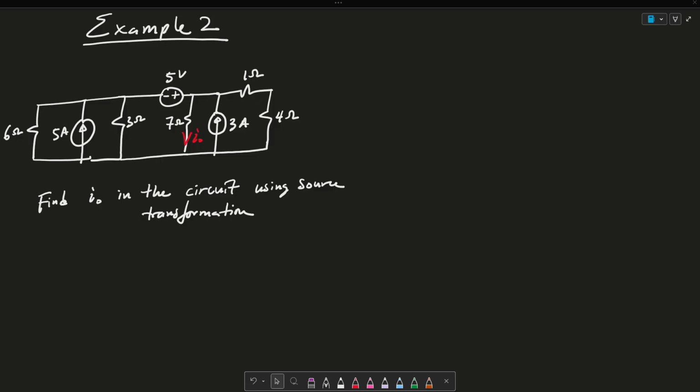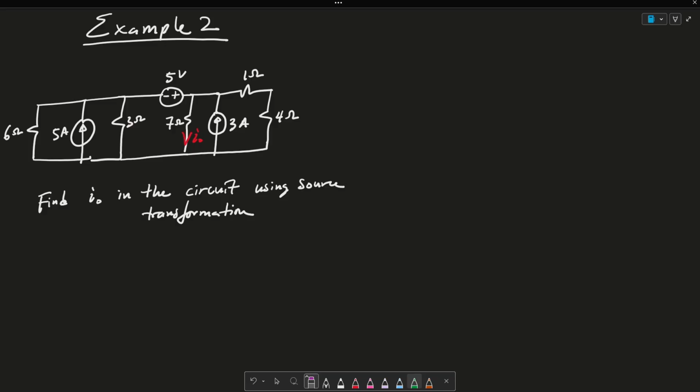But I'll go ahead and walk through it now. But first, we want to notice some things, right? We want to notice that we have a super mesh here, again, and a super node right here. Again, I've done videos on super mesh and super nodes, so please feel free to check those out. But the problem's asking us to find IO through this 7 ohm resistor.